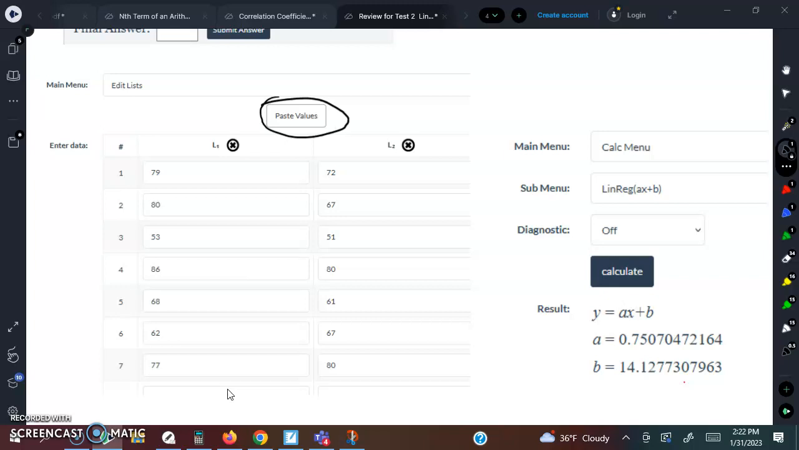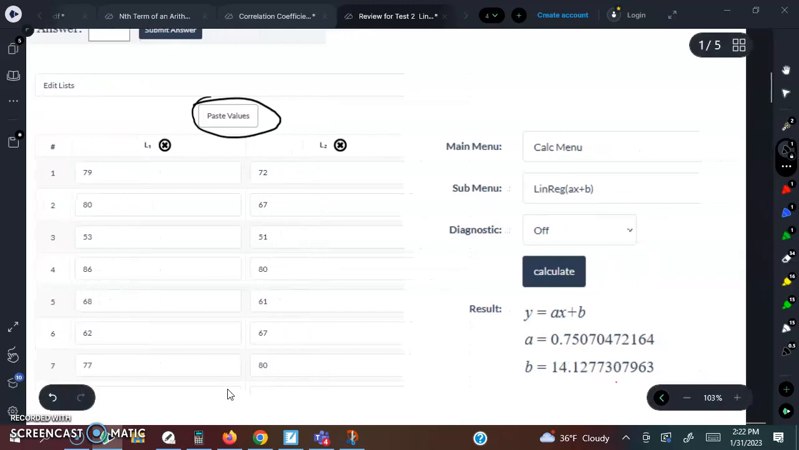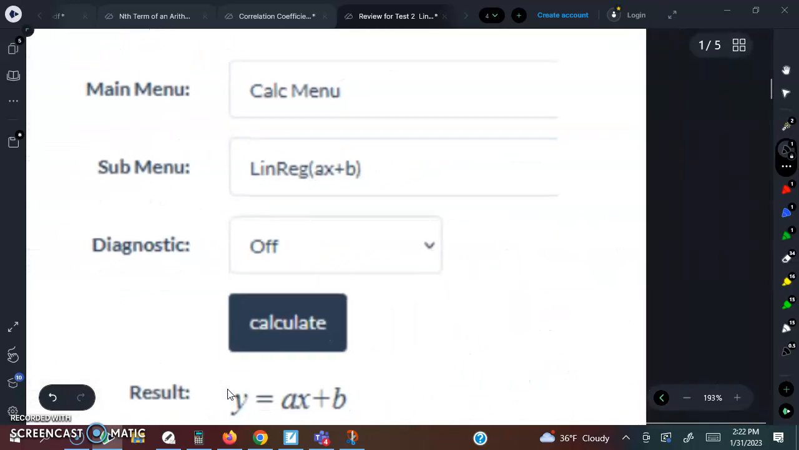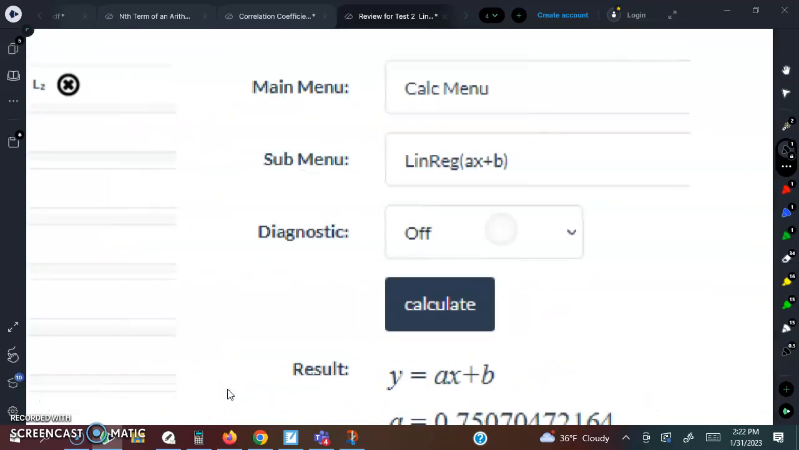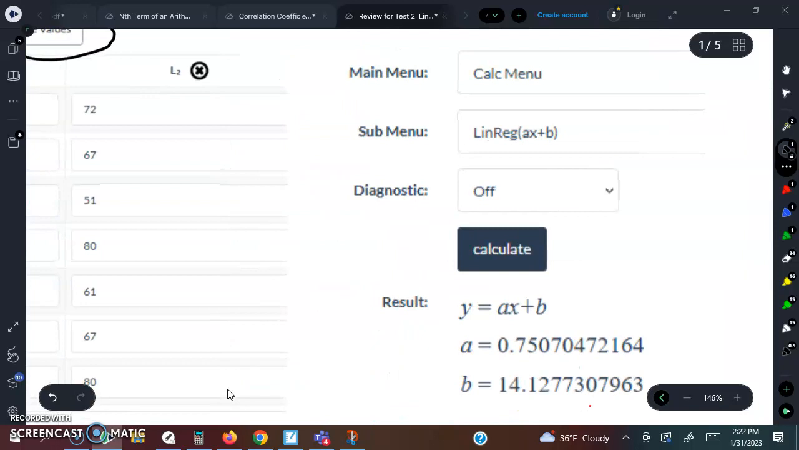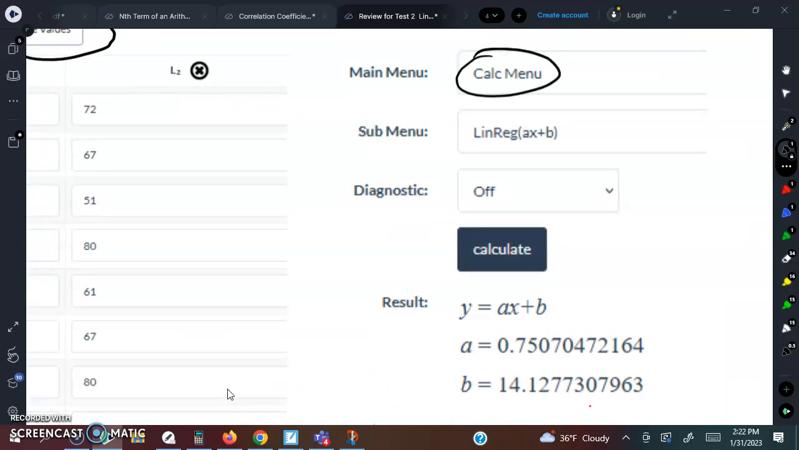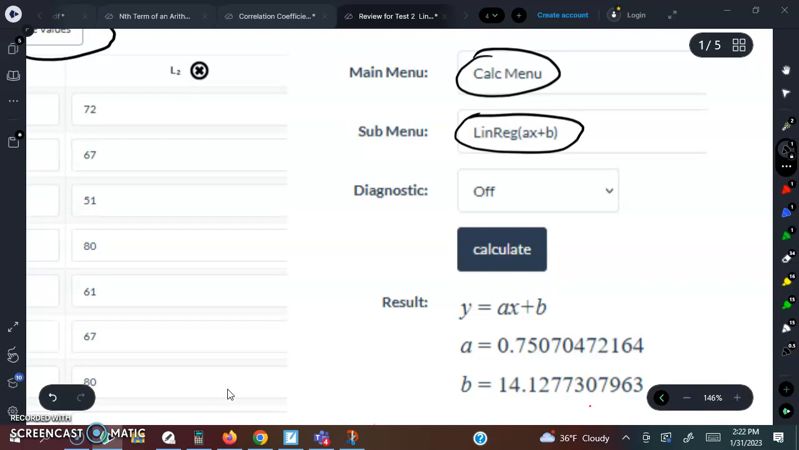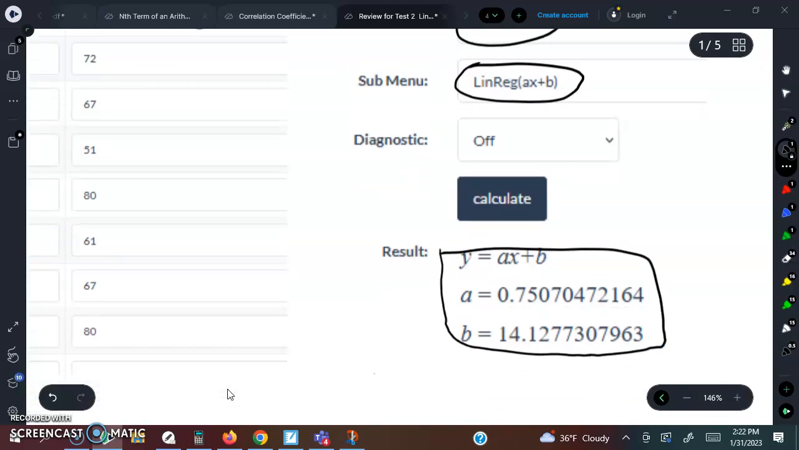Then you're going to click over here where it says edit list, and it's going to be a drop down menu, and you're going to make that menu be the calc menu. Then it's another drop down menu that says ln reg ax plus b, and then you hit calculate and you get these numbers. These are the coefficients, the a and the b.